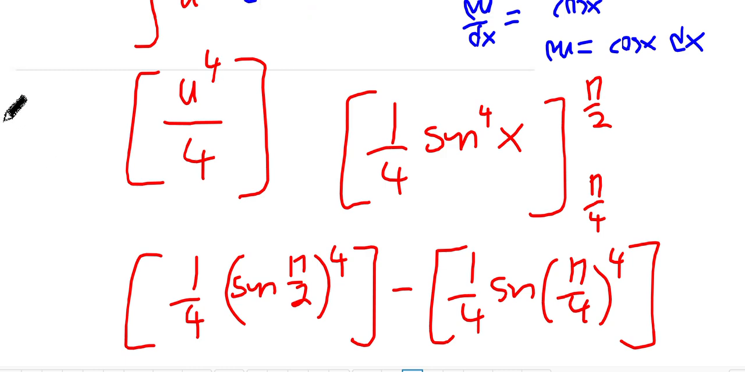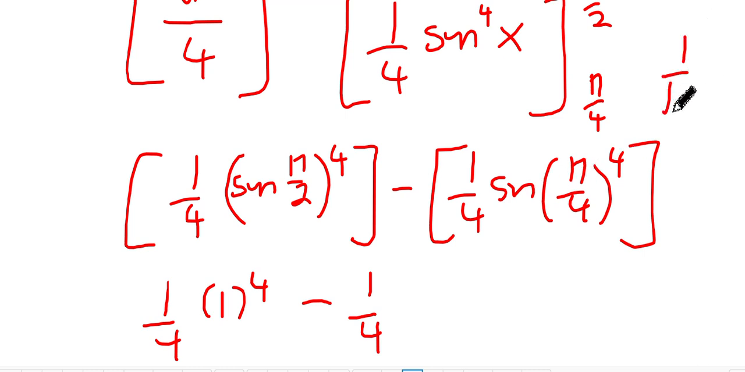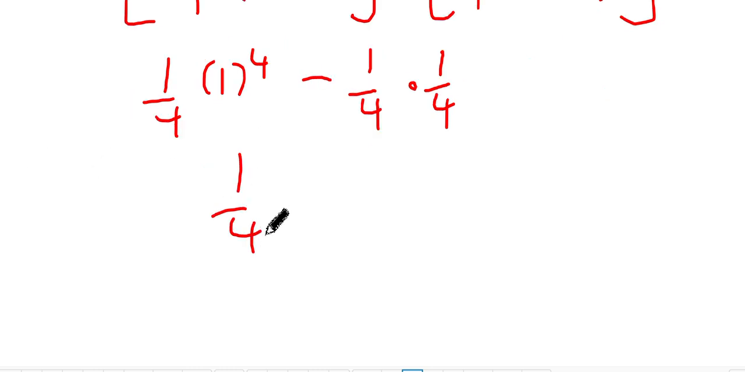Let's go and do this the old school way. Alright, that's 1/4. Sine 90 is 1. That's still 1/4. Sine pi over 4 is 1 over root 2. 1 over root 2 to the power of 4 is actually a quarter, so this is 1/4 times 1/4. So I essentially have a quarter minus a 16th. And that is 3/16.